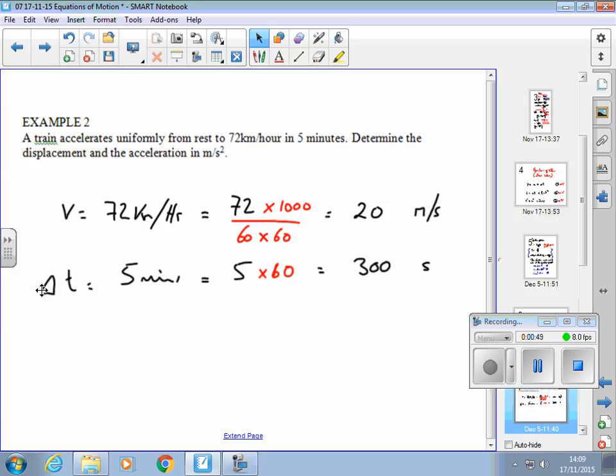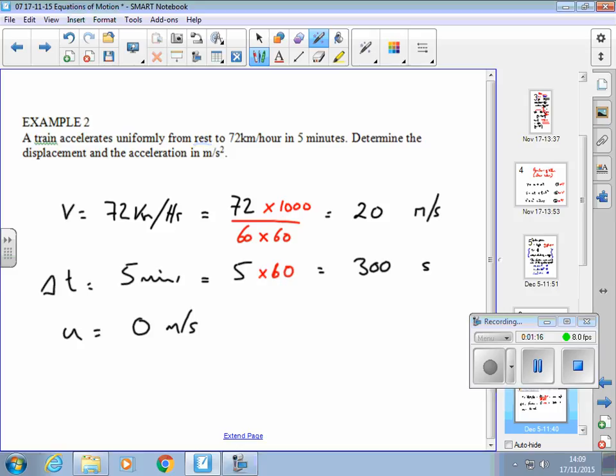Do we know anything else? u, which is? Good. We know, not explicitly stated, but we know that u equals 0 meters per second, kilometers per hour. It doesn't matter, does it? Starting from rest means that u equals 0. So we do know u, it's 0.